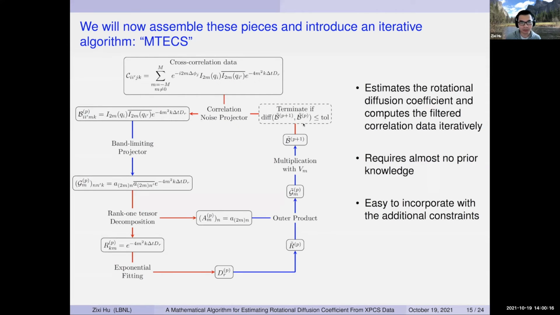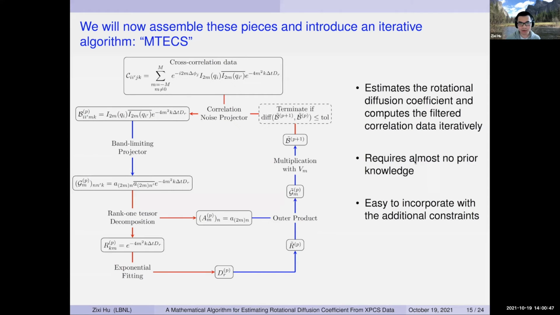And this could be repeated again and again to enhance the quality of this estimation DR. And we terminate this loop if the difference between the filtered B from two consecutive iterations is smaller than the tolerance. So though DR is the desired coefficient, the terminating condition relying on B makes the algorithm more robust. I would like to emphasize several features of MTECS here. First, in addition to the estimation of DR, we can use this tensor B output by the last iteration to construct the filtered cross-correlation data, which will be much cleaner than the input correlation. This filtered cross-correlation can benefit further analysis.